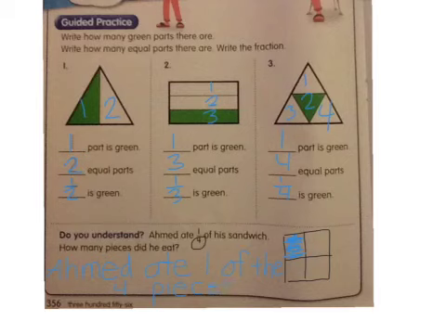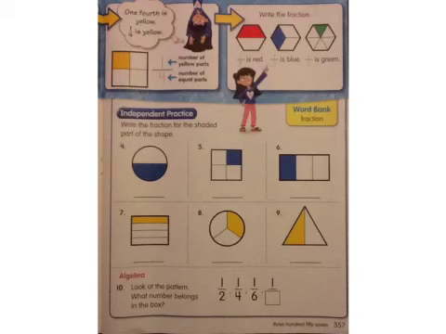So let's just review that one more time. Ahmed ate 1/4 of his sandwich. How many pieces did he eat? What I did is I drew a picture of the sandwich. I divided it into 4 equal parts. I shaded 1 part of the 4 pieces blue, and then that determined how many pieces Ahmed ate, which was 1 piece of the 4 pieces. Okay? All right, let's take a look at the page.